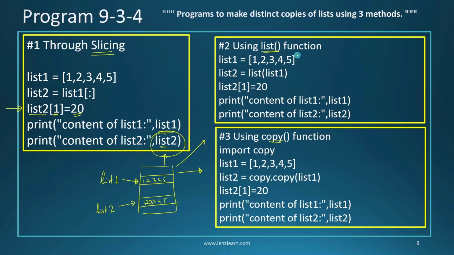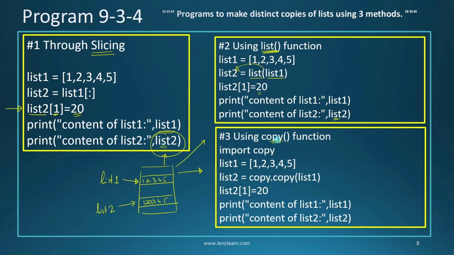So now the next way of doing the same thing is by using the list function. Right, so you create list 1. After that, you will use the list built-in function with argument list 1. So it will take the entire content of list 1 and create a new list 2. Now list 2 will be separate in memory. So if you run this program also, you will see value 20 will be added only to list 2.